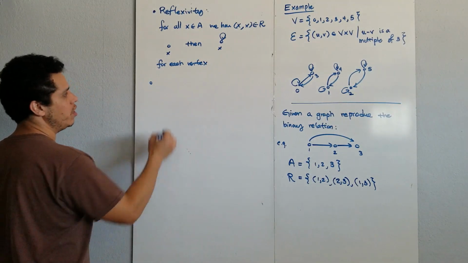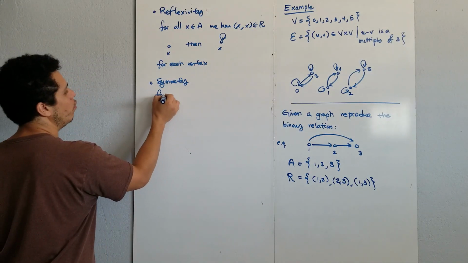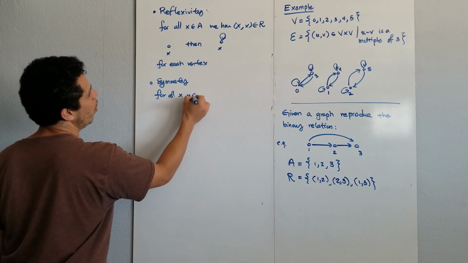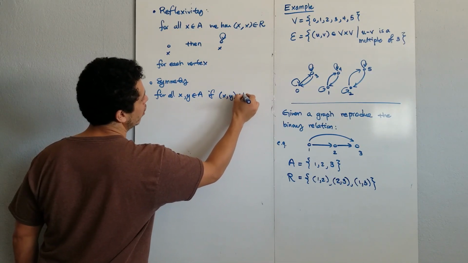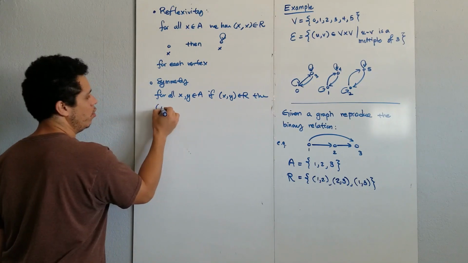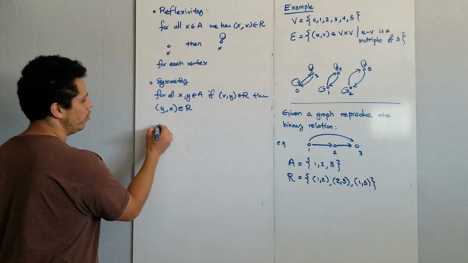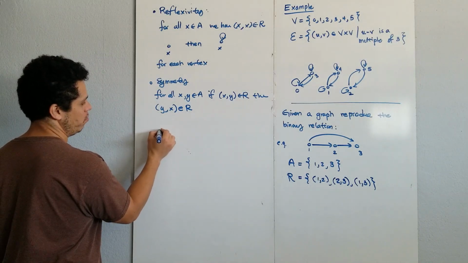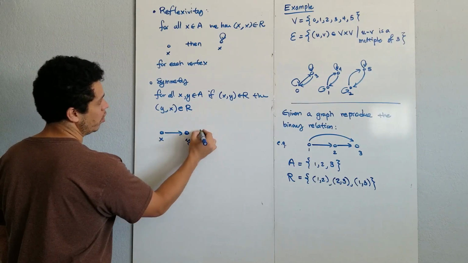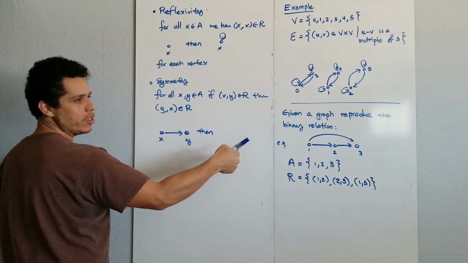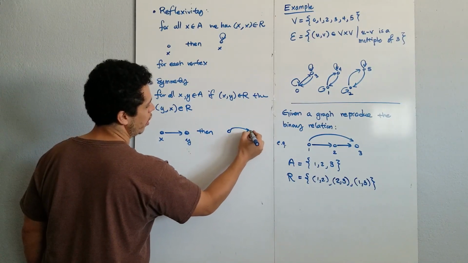What about the property of symmetry? It says for all x and y in A, if x is related to y, then y is related to x. So what does it mean? Well, that means that if we see this picture, then we will see also another arrow going in the opposite direction. So we will see something like this.